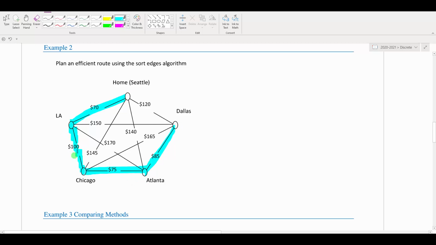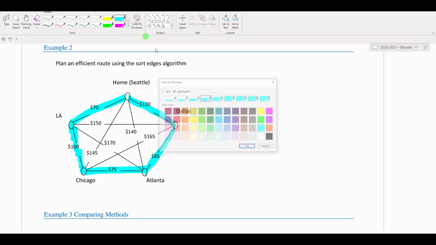All right, so we go from $100 to the next cheapest flight. I'm just checking them here. So 120 is the next cheapest flight. So I'm going to add that one, and I just checked nothing is degree 3. I did complete a circuit. You notice I completed a circuit, but this is okay because this circuit includes all of the vertices.